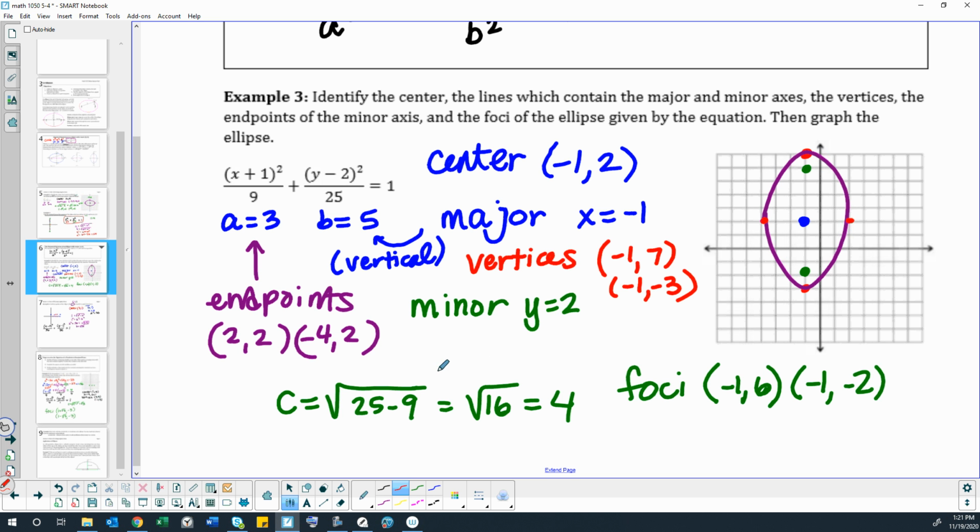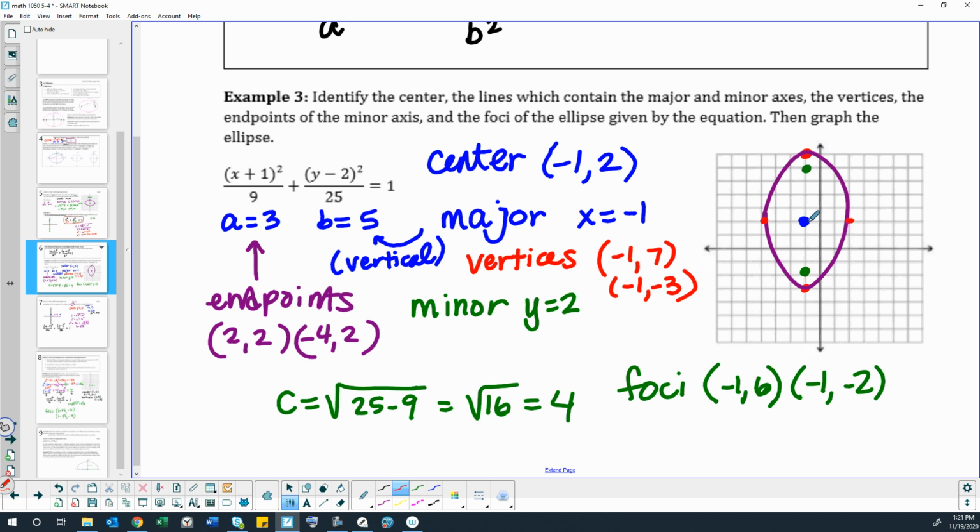Alright, last thing we need to do is find our foci. So to do that we need c. To find c we use our a squared and our b squared, and the bigger number goes first. So b squared in our equation is 25, and a squared in our equation is 9. So we just take those two numbers in our equation, bigger one minus smaller one, get that value, square root it, and that gives us the length to the focus. In this case, it's a nice pretty 4. Square root of 16 is 4.